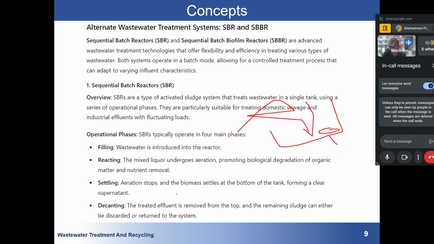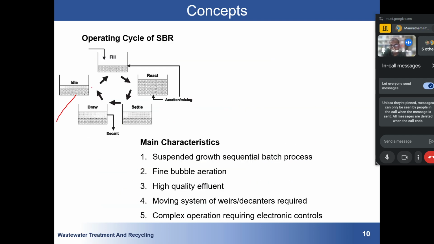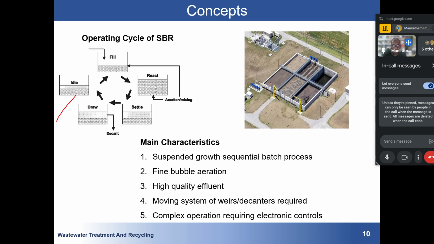Then aeration stops, and the biomass settles at the bottom of the tank, forming a clear supernatant. And then we have decanting, where the treated effluent is removed from the top and the remaining sludge can either be discarded or returned to the system. Generally most of the sludge is removed, but to activate our system, some sludge is also kept in this reactor. This is all explained in this operating cycle.